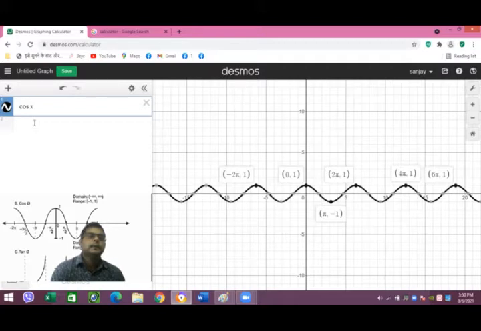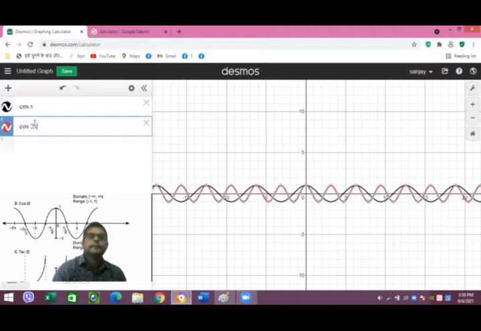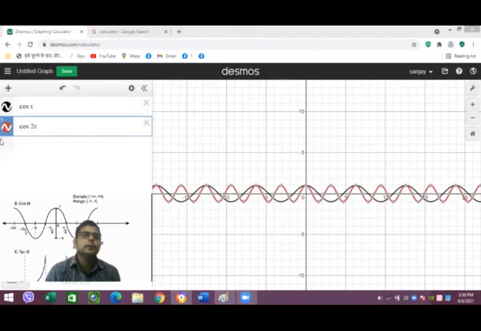What happens if you write cos 2 times x? Just like we did in the sine graph that we have done manually by hand. So here, note it down. The period of cos x was 2 pi before. Now, what would be the period of this graph in this case? So definitely this in the red color, and let's check.